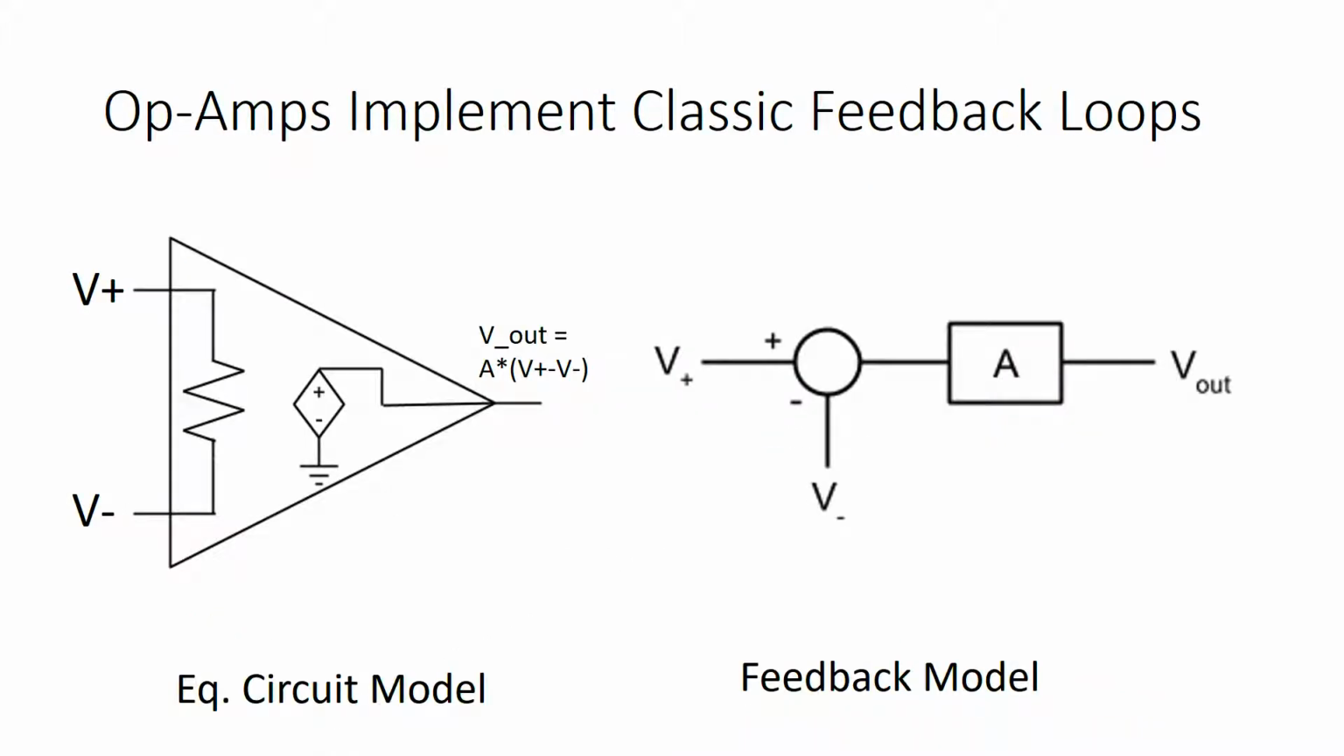One reason that op-amps are super interesting is that they implement classical feedback loops. You'll notice that the output is equal to A times (V plus minus V minus) in our equivalent circuit model. That's the same thing as saying that our output is produced by some error signal, which is the difference between V plus and V minus, passing through a gain block with value A. So op-amps are essentially proportional control in a box, which is a really handy tool.